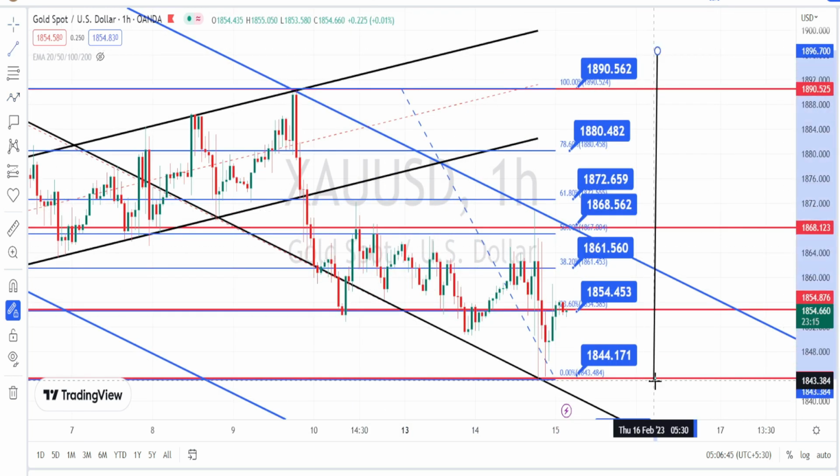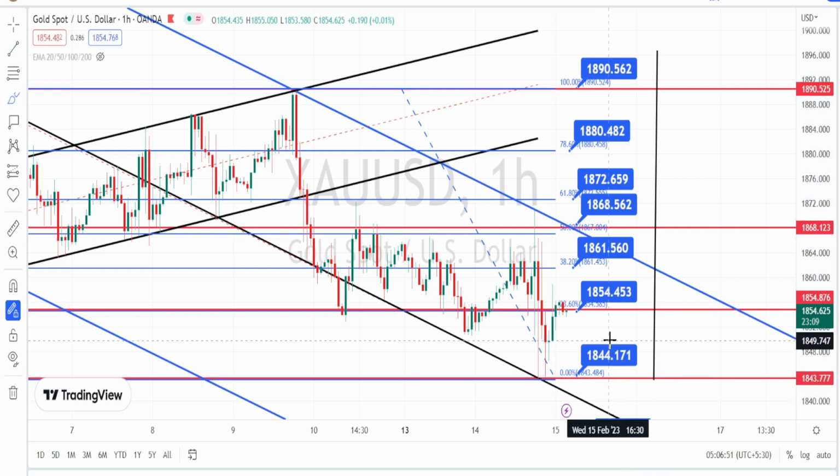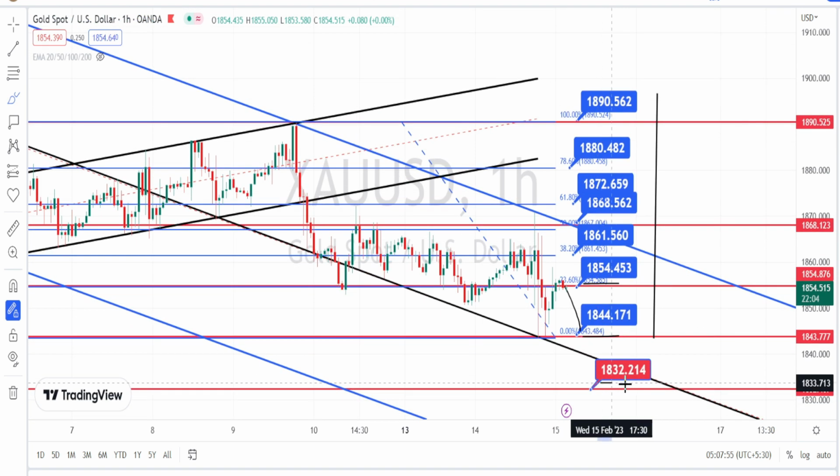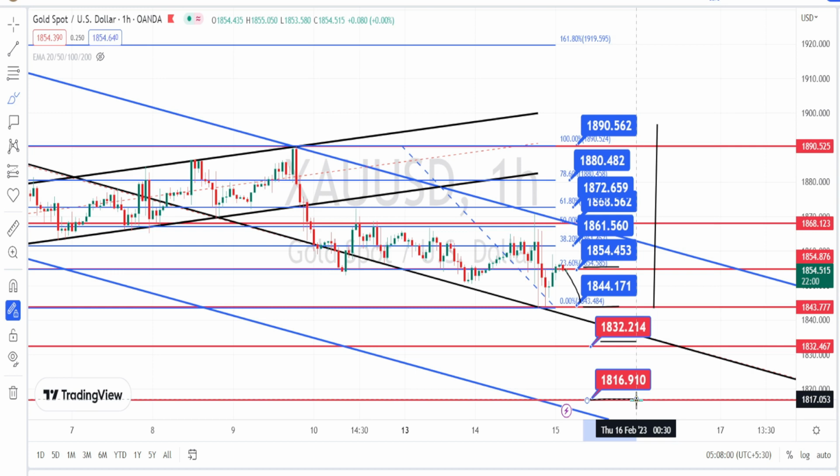So the values within these blue color boxes are the resistance and support levels for the current price action in the hourly time frame. Currently, the price action is taking support around the support level of 1854. And if the price action continues its bullish side retracement, the immediate resistance is going to be around 1861, 1868, 1872, 1880 and 1890. And on the bearish side, if the price action bounces back from the level of 1854, the immediate support is going to be around 1844, 1832 and 1816. It will be the continuation of the current bearish trend.